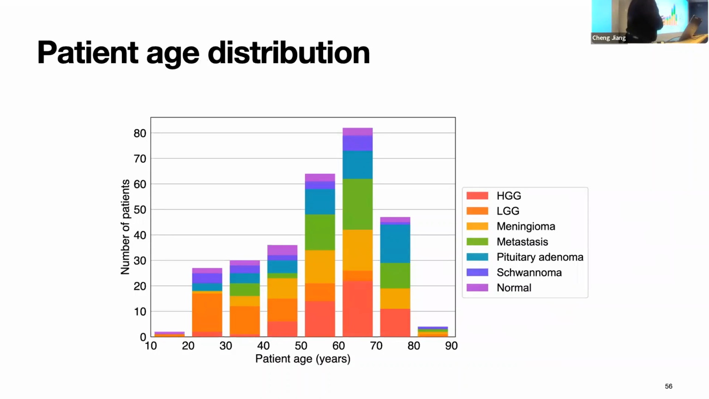We can also visualize the age distribution for the patients that we released. OpenSRH contains patients ranging from newborns to 87 years old. And we can see that different classes are all pretty well distributed among the age groups. We can also see that some tumors tend to have different age distributions, right? For example, the low-grade gliomas tend to have a lot more in the younger patients, and that's what we expect. And high-grade gliomas and metastases tend to be more in older patients.